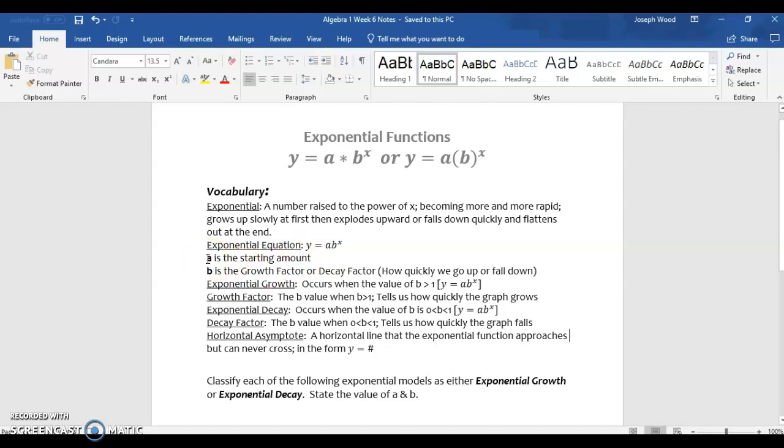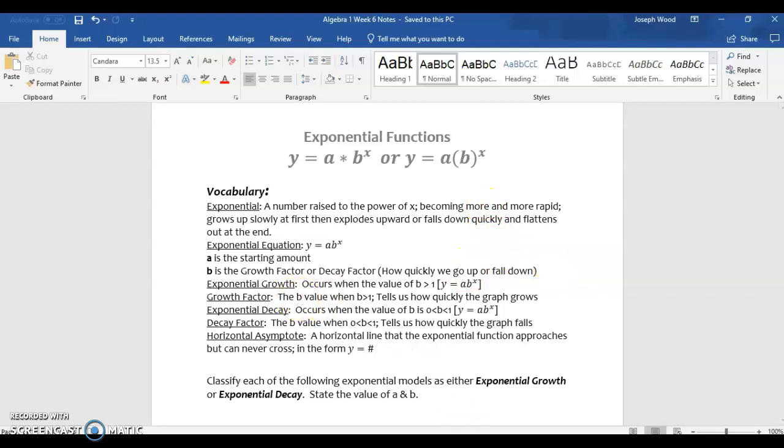And so it depends on what we're talking about. If we're talking about the growth of money and you start with $500, then A will be 500. Or if we talk about the spread of the coronavirus, well, it started with one person who had the coronavirus. And so our A would be 1. And then B is what's known as the growth factor or the decay factor. But what it's telling us is how quickly we go up or how quickly we fall down.